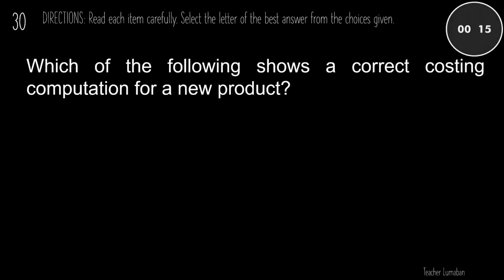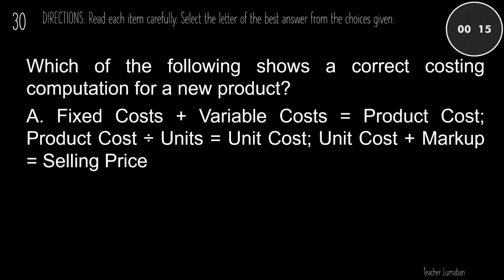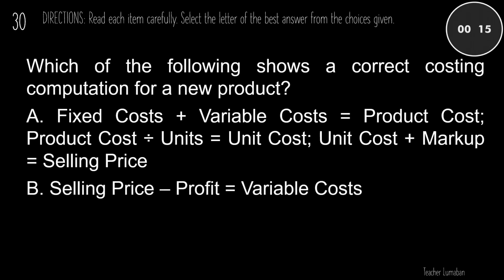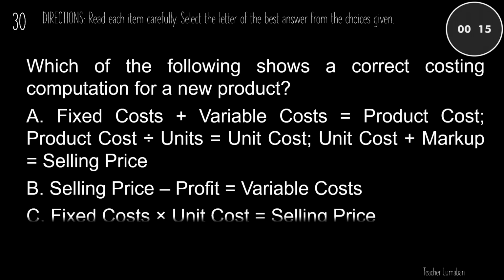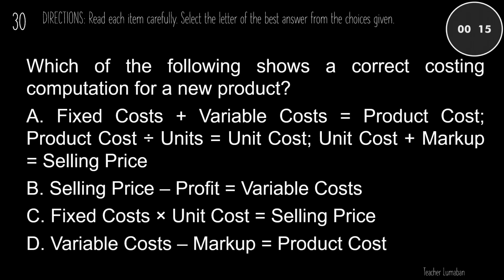Which of the following shows a correct costing computation for a new product? A. Fixed costs plus variable costs equals product cost, divided by units equals unit cost, plus markup equals selling price. B. Selling price, profit equals variable costs. C. Fixed costs times unit cost equals selling price. D. Variable costs, markup equals product cost.